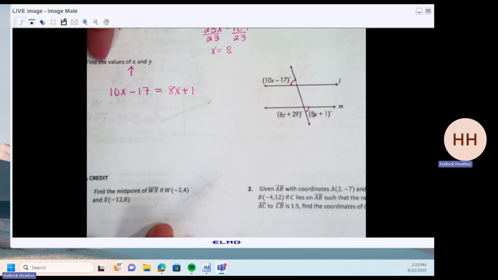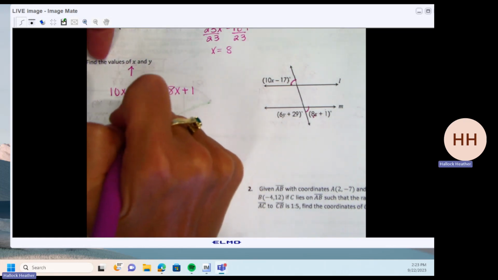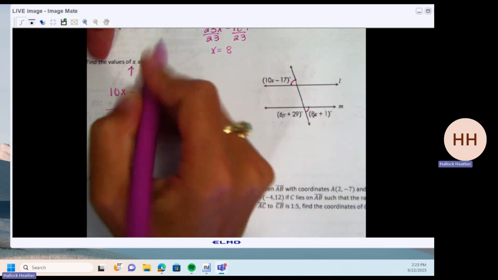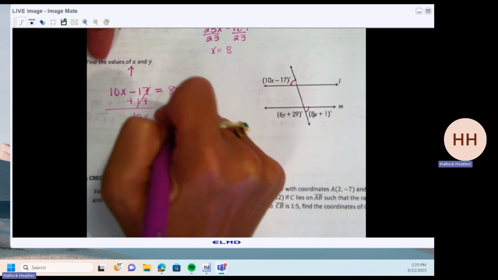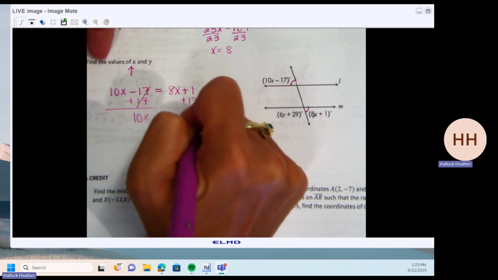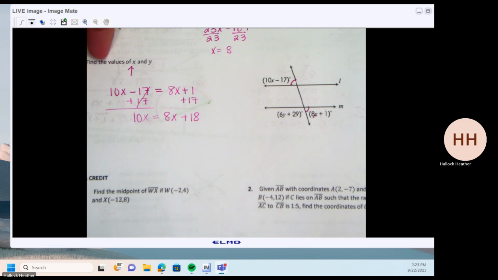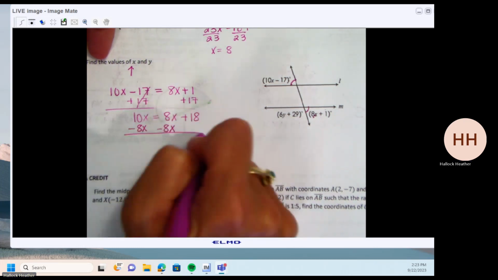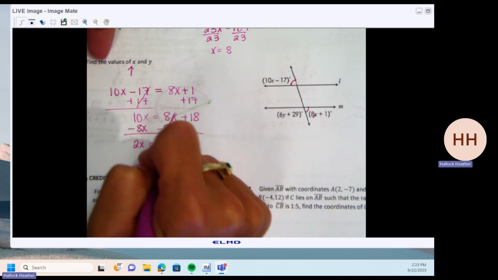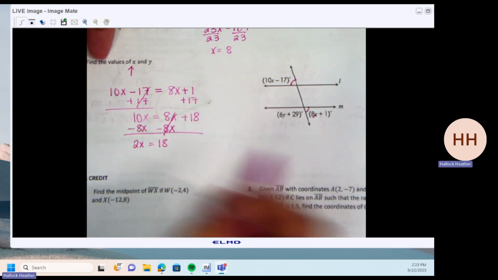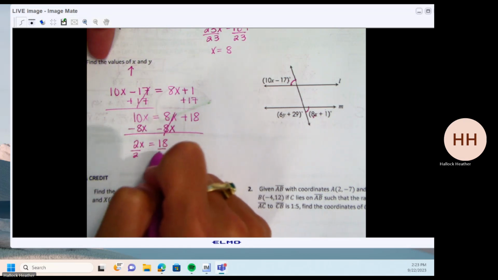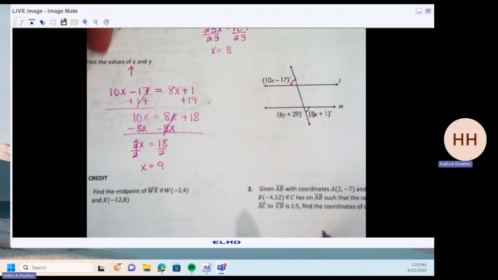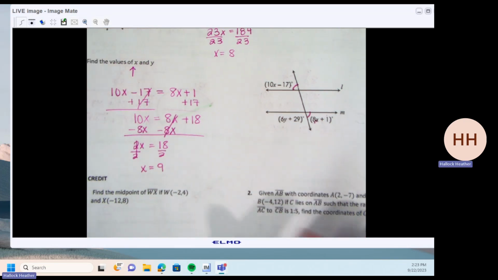And now I'm going to add 17. 10x equals 8x plus 18. And now I'm going to minus 8x to both sides. Minus 8x, minus 8x. So I get 2x equals 18. Divide by 2. X equals 9.